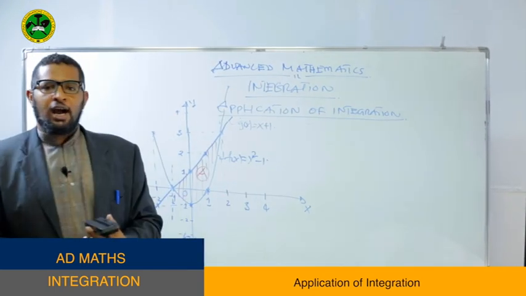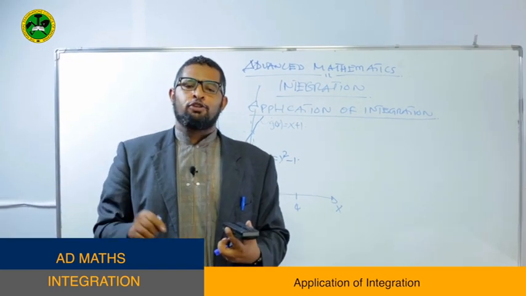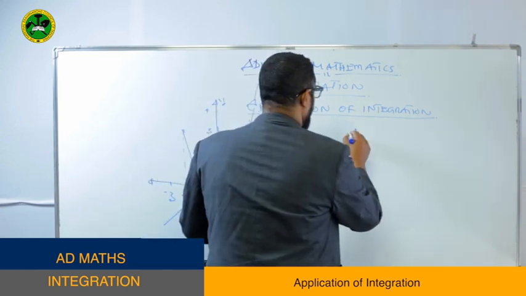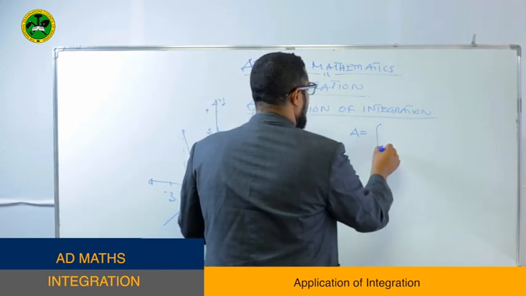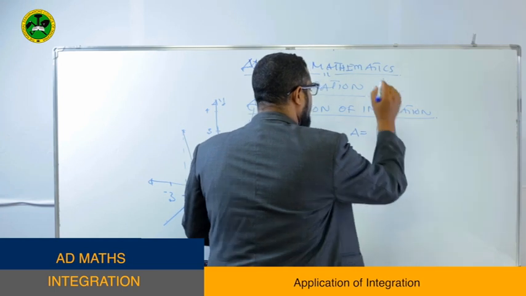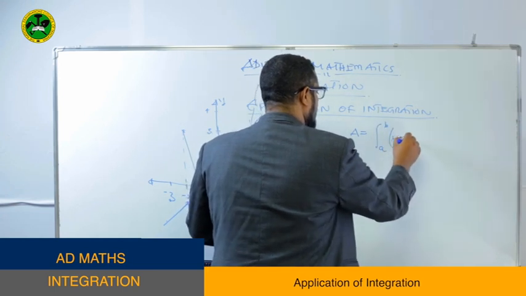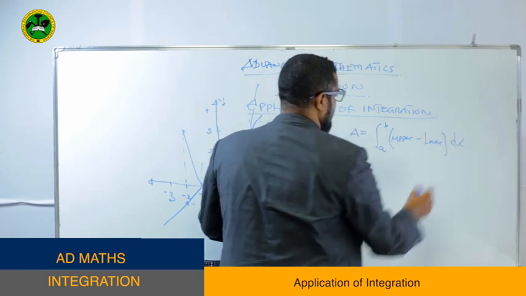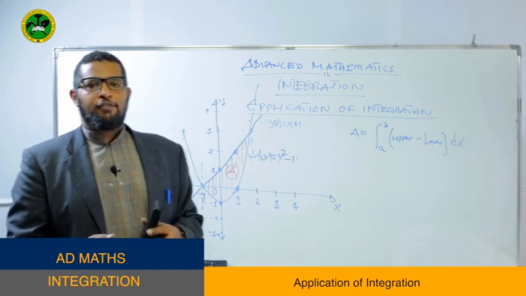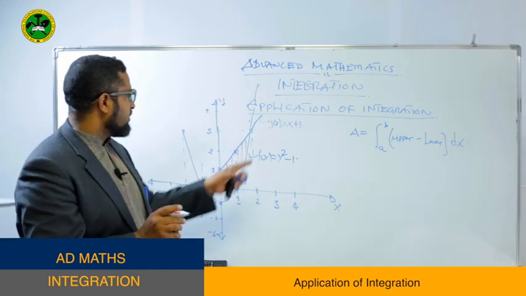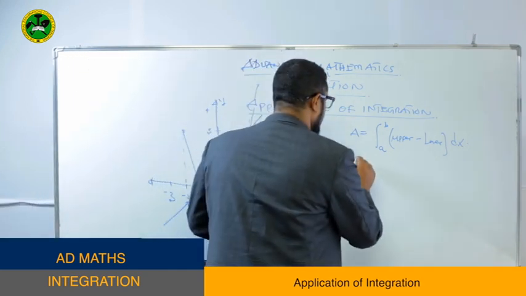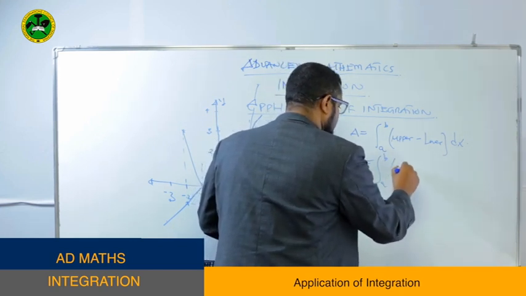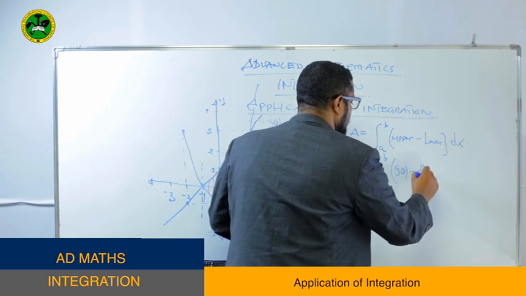Now from there, choose the appropriate formula to use. Because the curves are drawn against the x-axis, the horizontal axis, the formula we are going to use is this one. Area is equal to the integral from A to B of the upper function minus the lower function dx. What is our upper function? Our upper function is g of x. So therefore area is given by the integral from A to B of g of x minus f of x dx.